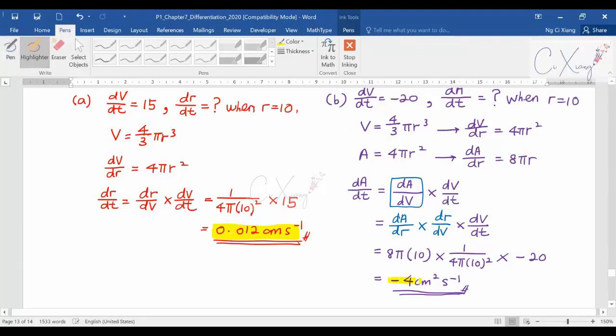The unit for surface area should be cm squared per second. For this particular question, it is a bit special because you use the chain rule two times.